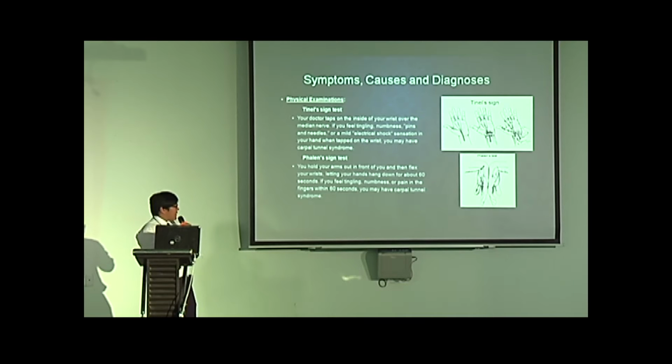Next is the Phalen sign test. You hold your hands in front of you like this, then flex your wrist. Let your hands down for about a minute. If you feel tingling, numbness, or pain in the fingers within 60 seconds, you may have carpal tunnel syndrome.